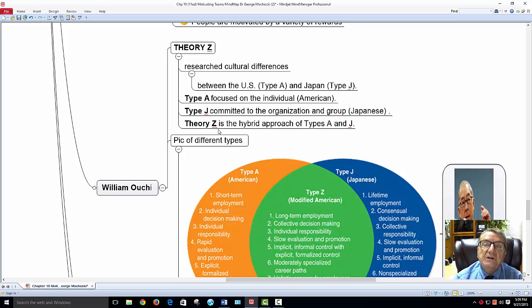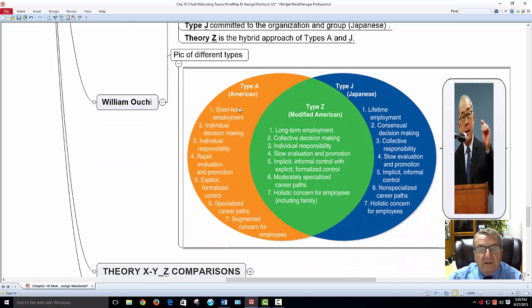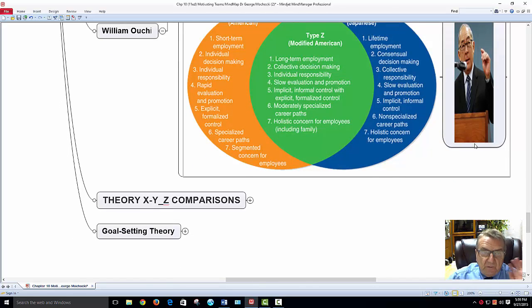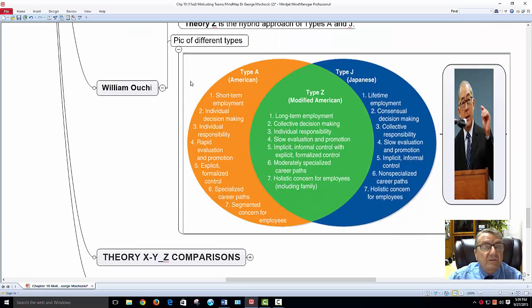We have individual contribution and team goals or company goals. Okay, and I'm not going to read all this, but you have it. Z, more modified, long term, collective. And there's a picture of it. So we already talked about it. We spent a long time on this, explaining this as a motivating factor.